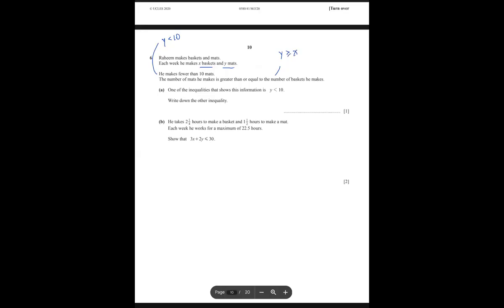Okay, write down the other inequality. One of the inequalities shows this information. Okay, I'm doing the question before even reading the question. Okay, so this is less than 10. The other inequality is this one.